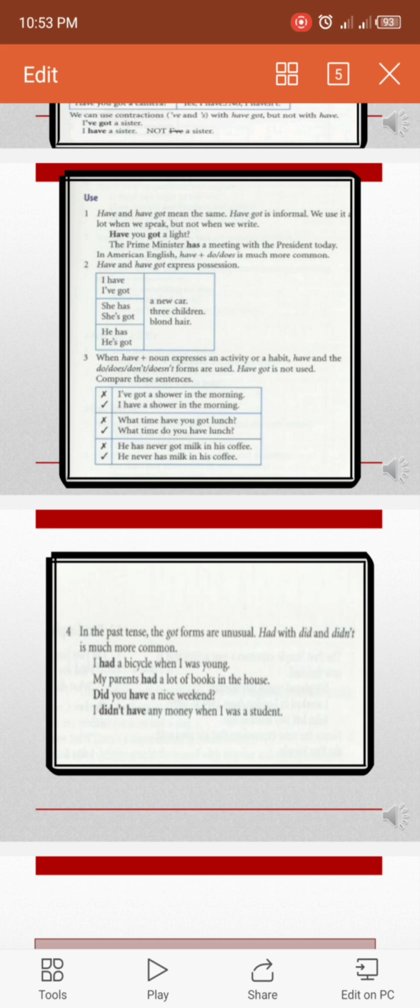Number 2. "What time have you got lunch?" This sentence is wrong. "What time do you have lunch?" This sentence is correct. Number 3. "He has never got milk in his coffee." This sentence is wrong, but the correct sentence is "He never has milk in his coffee."